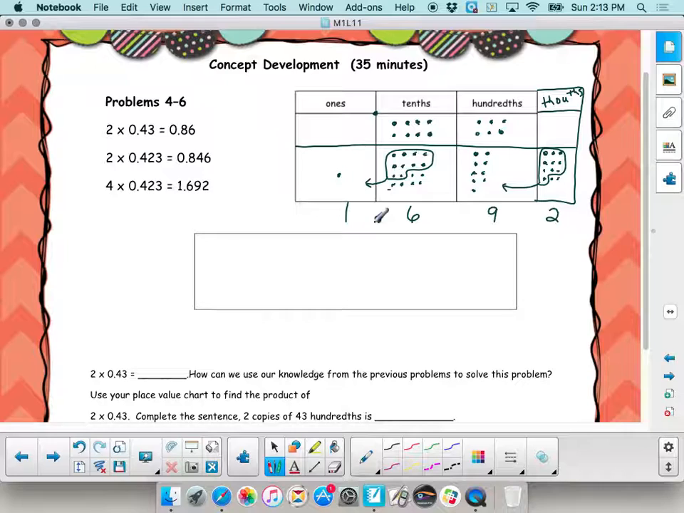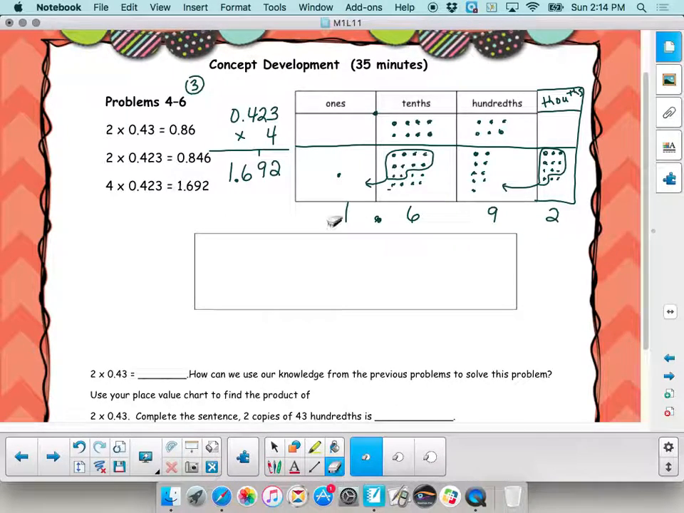How does this look using the standard algorithm? I'm going to write it right here. 423 thousandths. How many digits to the right of the decimal? 3. Let's remember that. Times 4. 3 times 4 is 12. 2 times 4 is 8, 9. 4 times 4 is 16. 1, 2, 3, decimal.